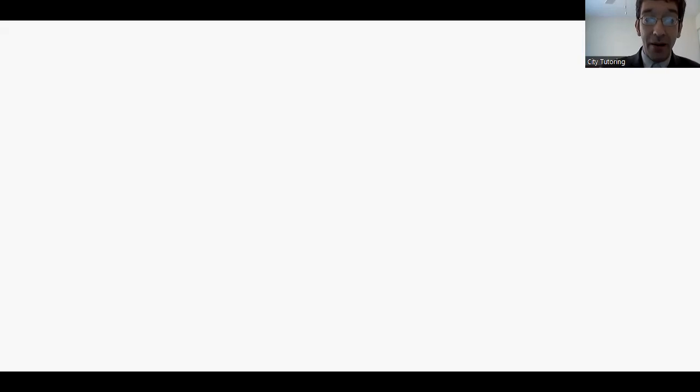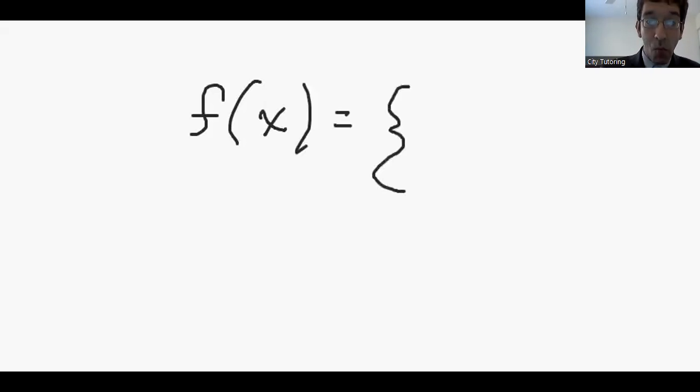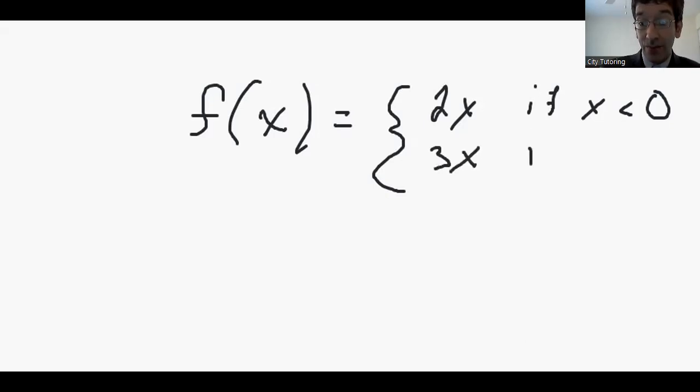As an example of that, let's do a basic one. It sort of looks like this. You will have f of x equals, and then usually the notation we use is the braces. Let's do 2x if x is less than 0, and let's do 3x if x is greater than 0.